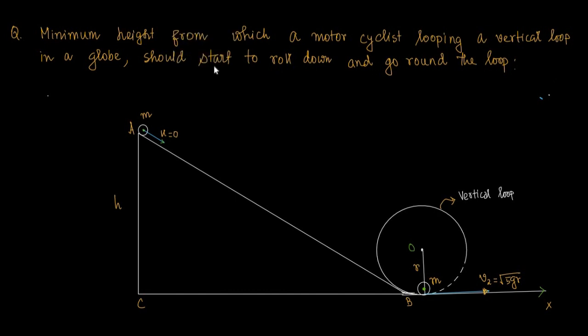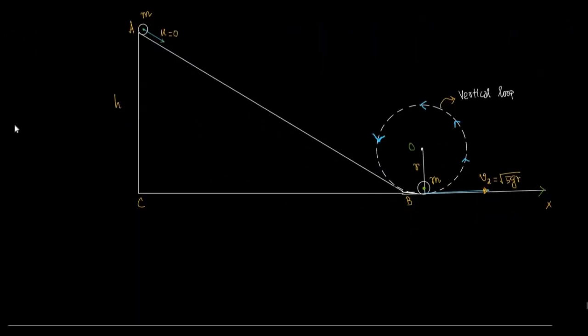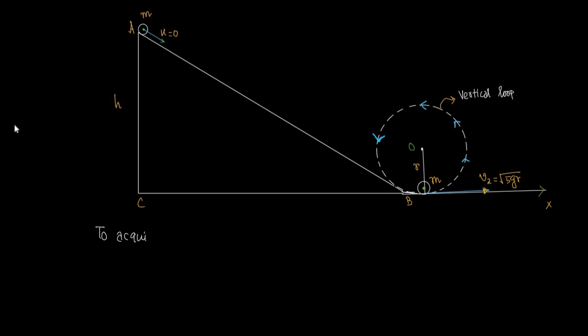This is the vertical loop along which the motorcyclist will move without sliding. This is the vertical loop of radius r, and at the lowest point of the vertical loop B, the motorcyclist will have the tangential velocity v2 equal to root over 5gr, and the motorcyclist will loop the vertical globe anti-clockwise as shown in the figure.